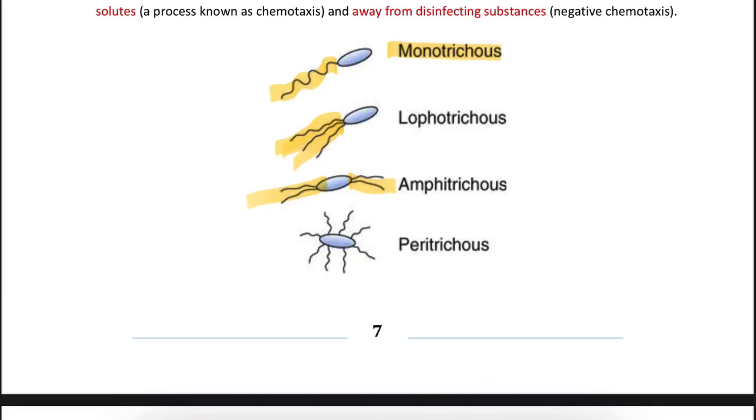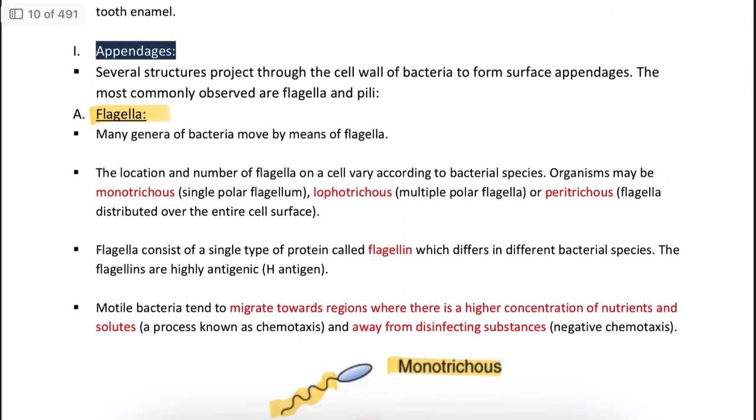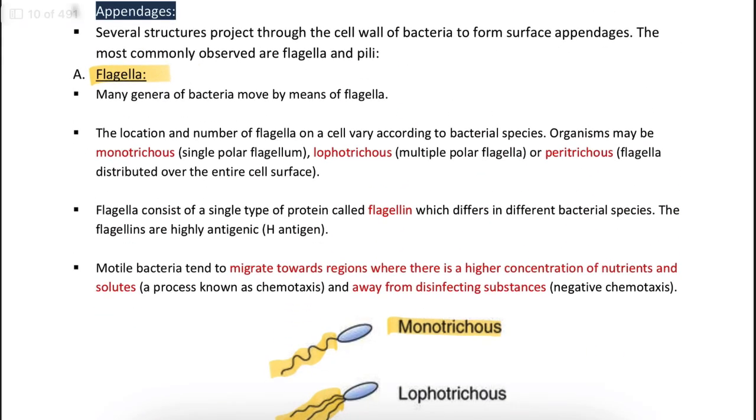Next one, peritrichous. Peritrichous means flagella all around. Example, E. coli. The main function of the flagellum is motility, it helps bacteria to be motile. Example, Proteus mirabilis shows swarming motility on culture media.